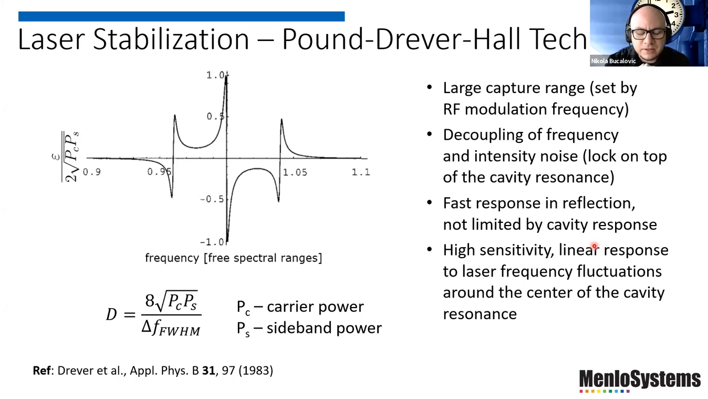And this is the illustration of why you are always interested in a high finesse cavity, because this cavity line width contributes to the sensitivity of your frequency discriminator, how many volts you will get per deviation of your laser frequency. So the lower the line width of your reference cavity, the higher the discriminator slope, and the better the stabilization loop of the laser is.